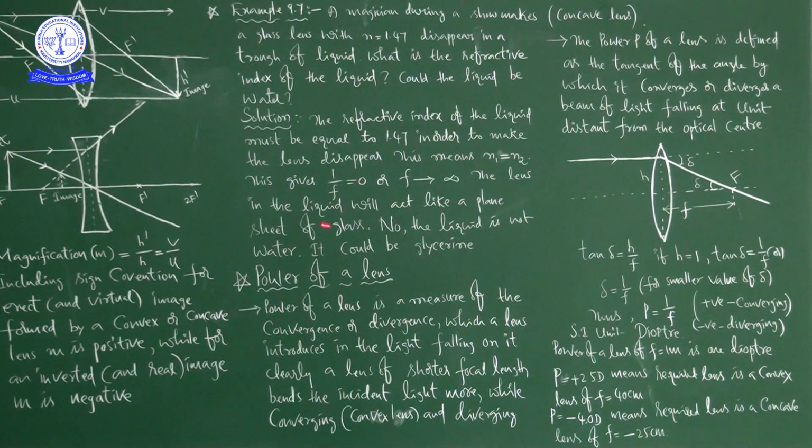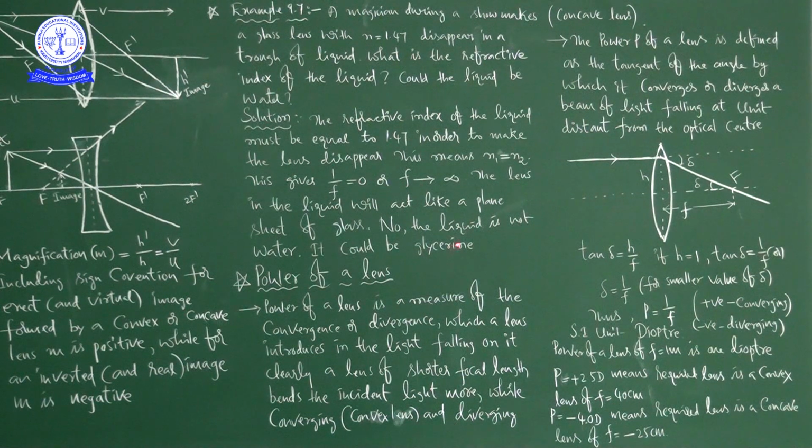The lens in the liquid will act like a plain sheet of glass, because you know the focal length of a plain sheet of glass is infinite. So he is saying here that the liquid will act like a plain sheet of glass because the focal length is infinity. Now you can say that the liquid is not water. It could be glycerin. Based on the refractive index they have given, we can decide that the liquid could be glycerin.